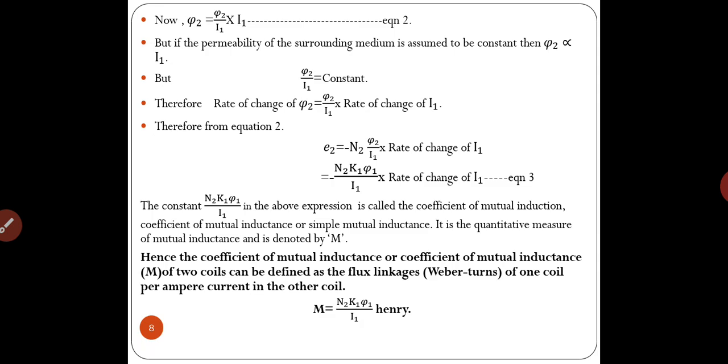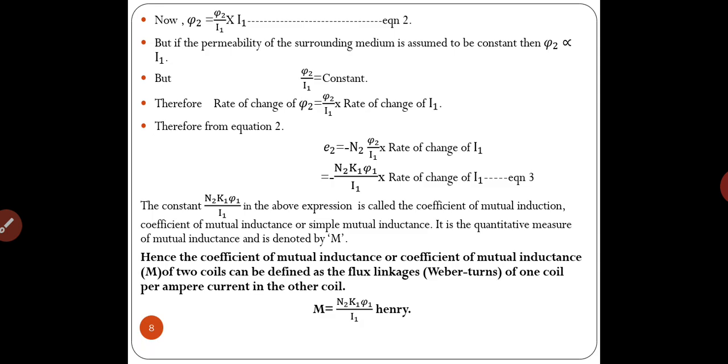So, if we change the current I1, the primary current, then the rate of change of flux phi 2 is equal to phi 2 by I1, which is a constant value, considering a constant permeability of the medium, into the rate of change of I1. How much the current is changing, that rate of change of I1, we have to consider. Therefore, from equation 2, E2 is equal to minus N2 into phi 2 by I1 into the rate of change of I1.